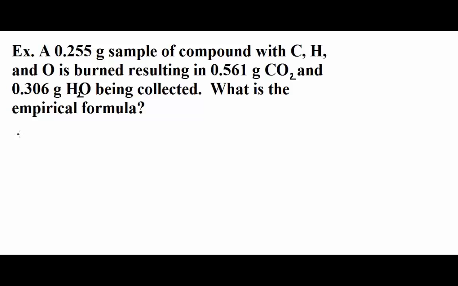So in this problem, I'm going to start off and work with carbon first. So I have 0.561 grams of carbon dioxide. Now I'm going to convert this into grams of just carbon. In order to do that, I first need to get into moles of carbon dioxide in order to then convert into moles of just carbon. So I'm going to put 1 mole of carbon dioxide up top, which means I need to put the molar mass of carbon dioxide on bottom, which is 44.01 grams.